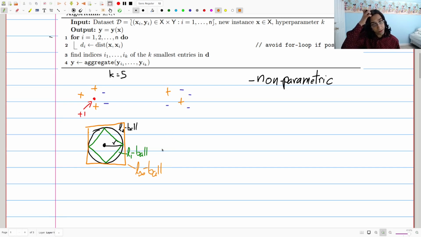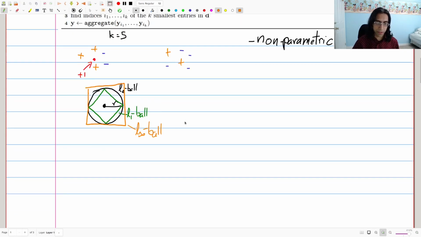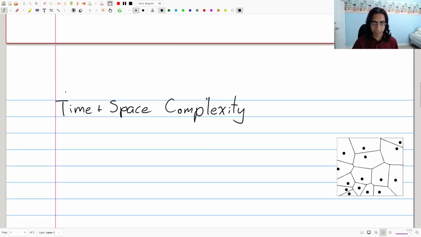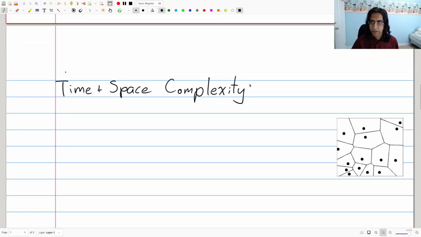Good. So these are a few comments. Let's talk a little bit more about what the complexity of this problem is. One thing we can say about the complexity is, when we're training the classifier, what's necessary?